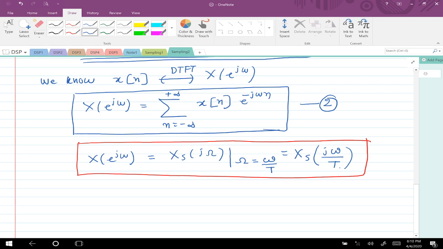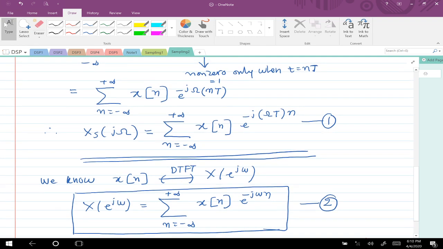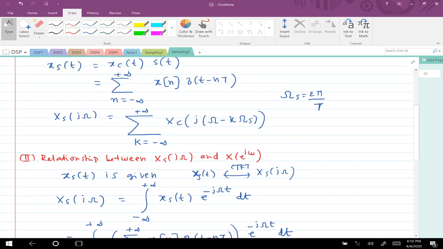Now the next thing is, we now know the relationship between x of e power j omega and xs of j omega. We already know how xs of j omega is related to xc of j omega. By the way, I have forgotten here, there is a normalizing factor of 1 by t that would come from the previous lecture. So let me keep 1 by t here also. Okay, this is the relation.